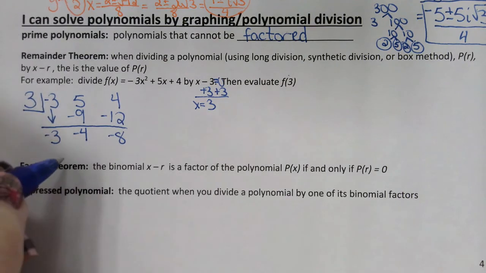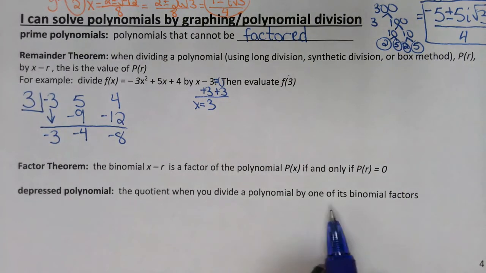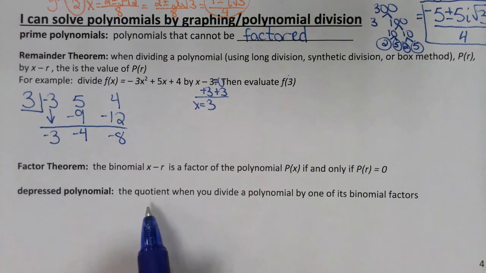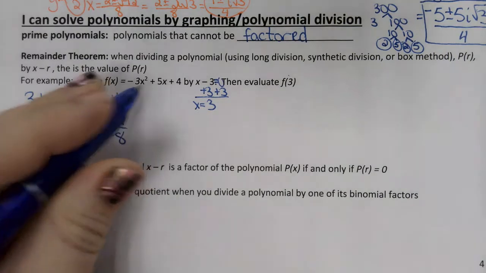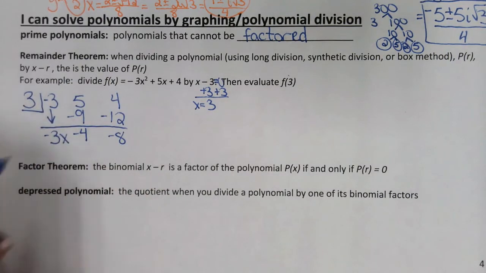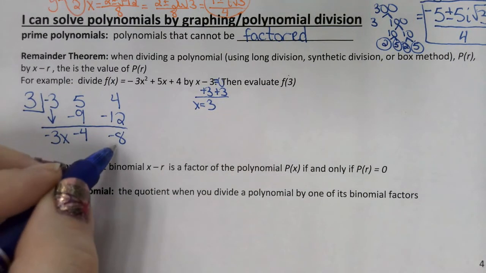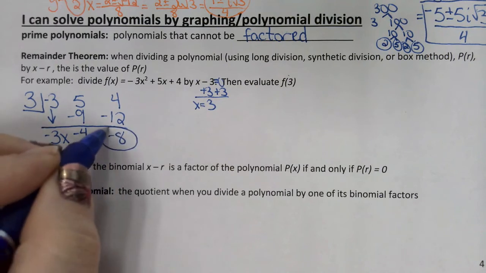So our depressed polynomial, which is another one of our definitions down here, would have one less than the degree, so negative 3x minus 4, and then this negative 8 would be the remainder. This is an important part here.